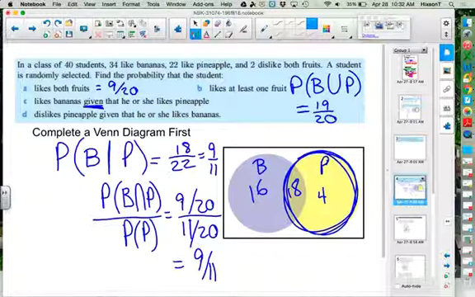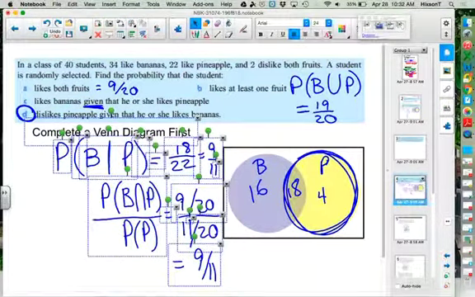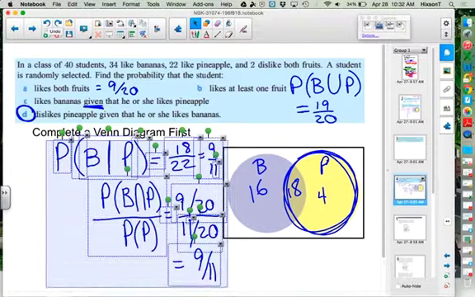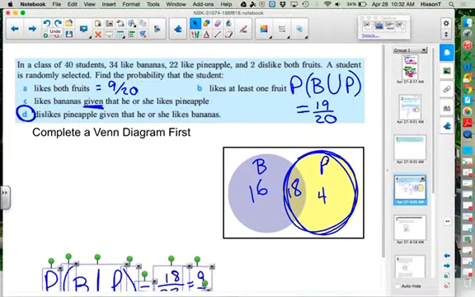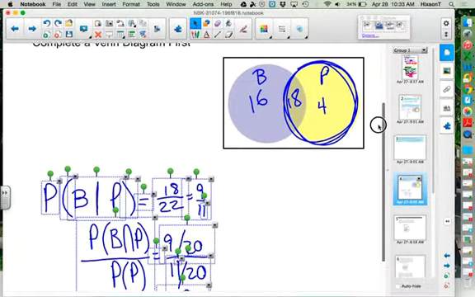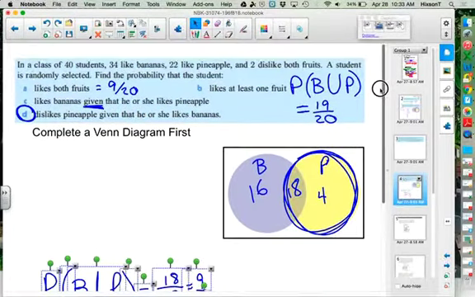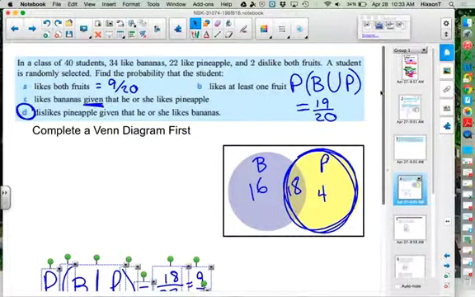Okay. Now, here's one similar to the one that Michael was asking about earlier. We're dealing with a case where we don't like a certain thing. So we're dealing with a complement idea in this case. So we want the probability that we dislike pineapple.